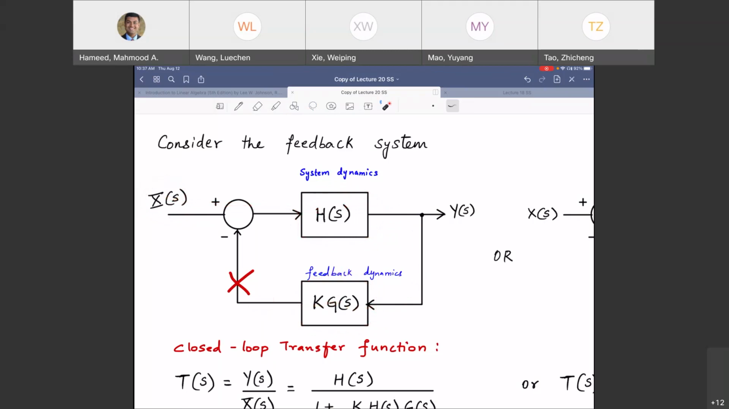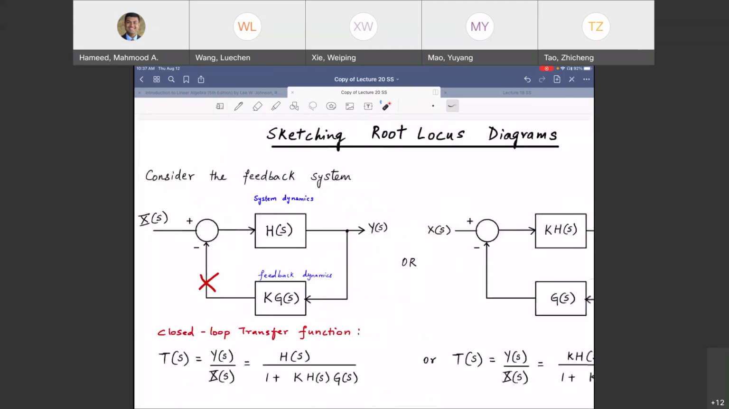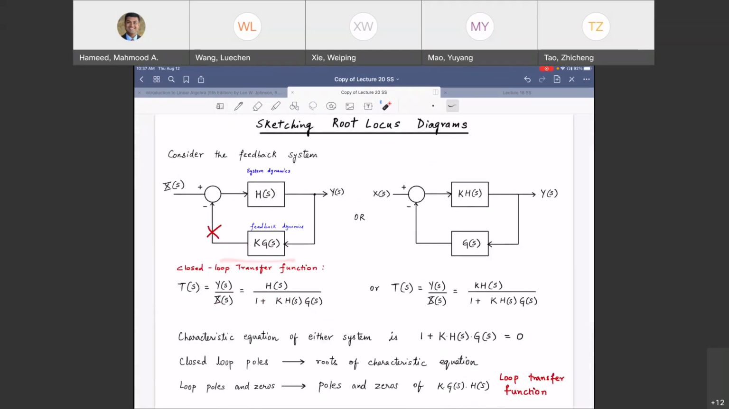So what is that going to be? KG of S cascaded with H of S. So the product of KG of S, H of S is called the loop transfer function, where essentially when you close the loop, you close the loop. When you open the loop, you chop it off over there. So that is one version of loop transfer function being the product of these two.